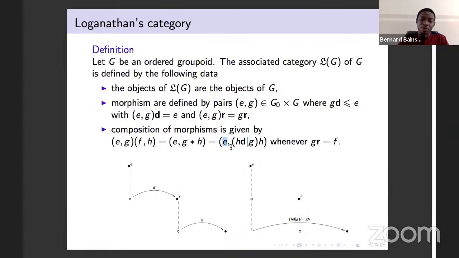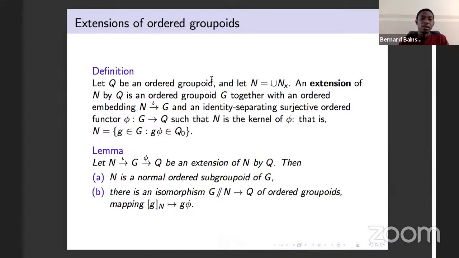So with this category, we can use the notion of cohomology of categories to describe the cohomology of this category, which is also the same as the cohomology of the ordered groupoid, and then use that to describe the extensions of the ordered groupoid. So what do we mean by an extension of an ordered groupoid? We say that if Q is an ordered groupoid, and N is a union of groups.